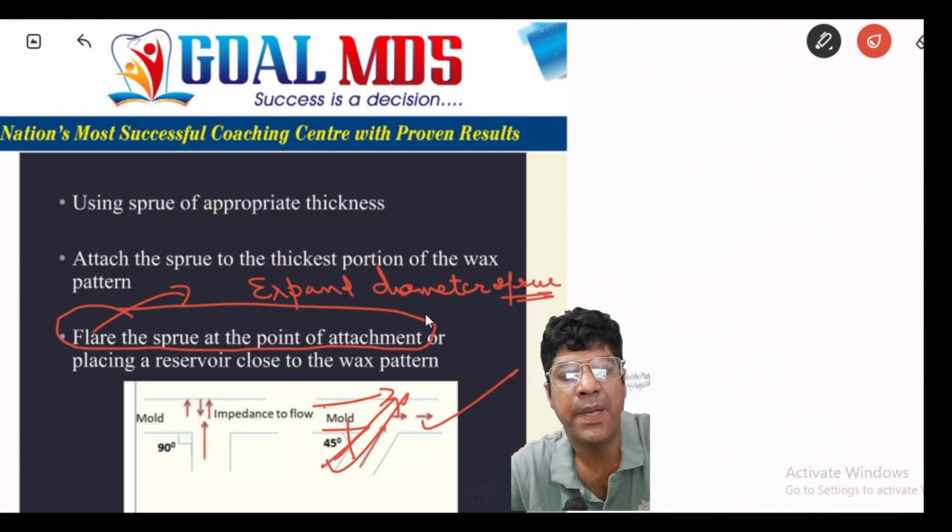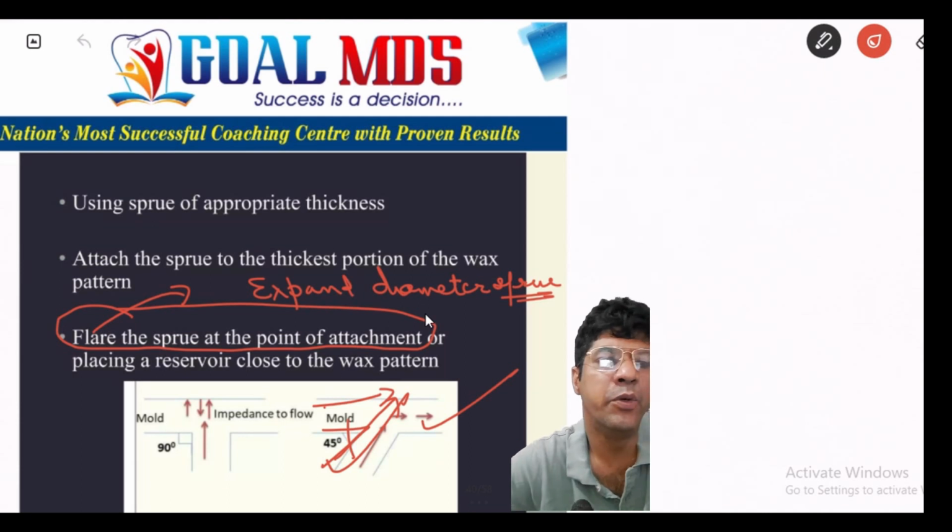So the primary purpose of the flaring is to ensure the molten metal reaches all the area of the mold cavity uniformly. It is especially important near the sprue attachment, where localized shrinkage porosity is more likely to occur.